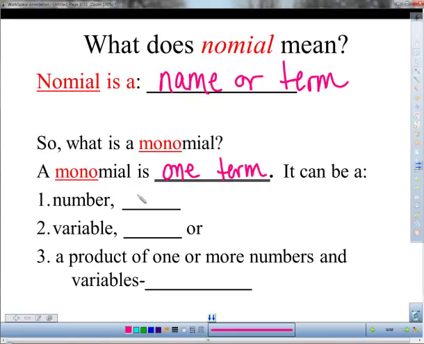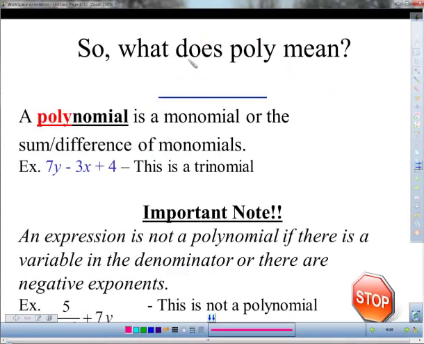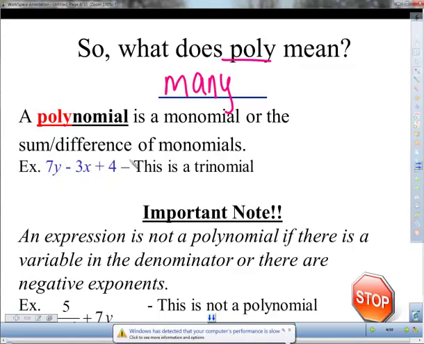It can be a number, for example, 5. It can be a variable, such as x or y. Or it can be a product of one or more numbers and variables, such as 5x. So what does poly mean? Well, poly means many. A polynomial is a monomial or the sum or difference of monomials. So this right here is a trinomial.